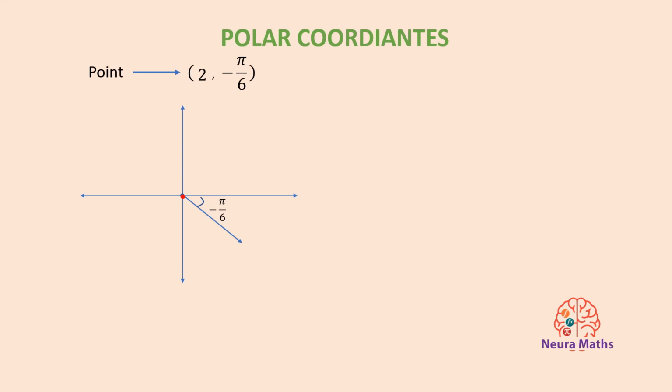Plot the point (-2, pi/6). To plot a point with a negative radial coordinate, we move 2 units in the opposite direction of the terminal side of the angle pi/6.